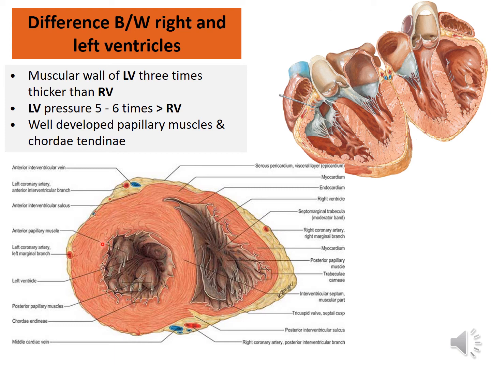The main difference that you can also appreciate here from the picture is that the musculature of the left ventricle is 3 times thicker than the right ventricle, and even the pressure on the left side is 5 to 6 times more. And also you can make out the papillary muscles on the left side are well developed, and even the chordae tendineae are very thick and well developed. Here you can see the musculature very thick, that is the left ventricle, and where the musculature is thin, that is your right ventricle.